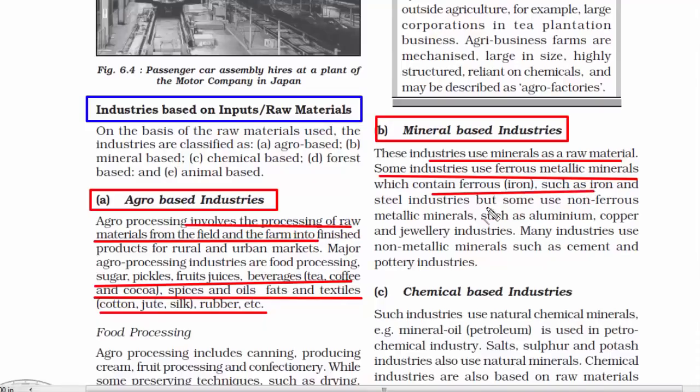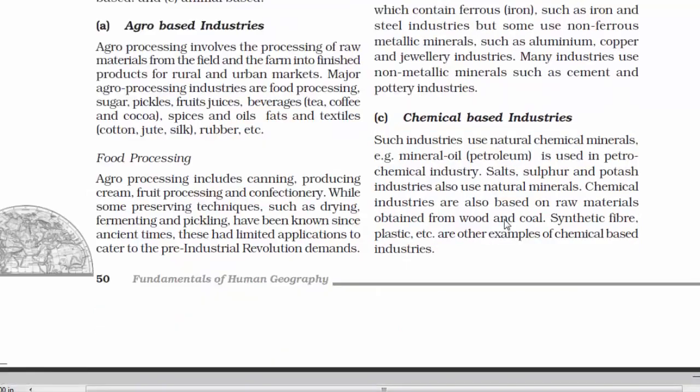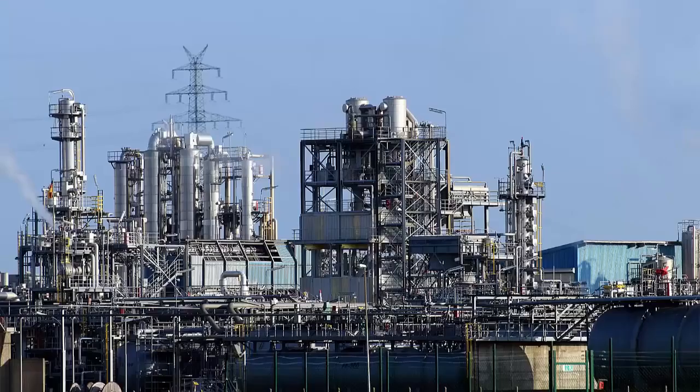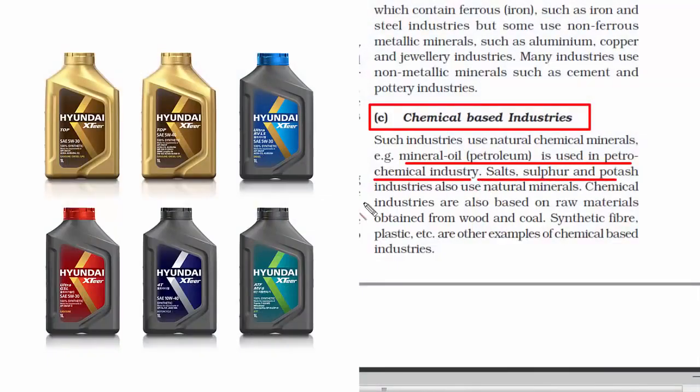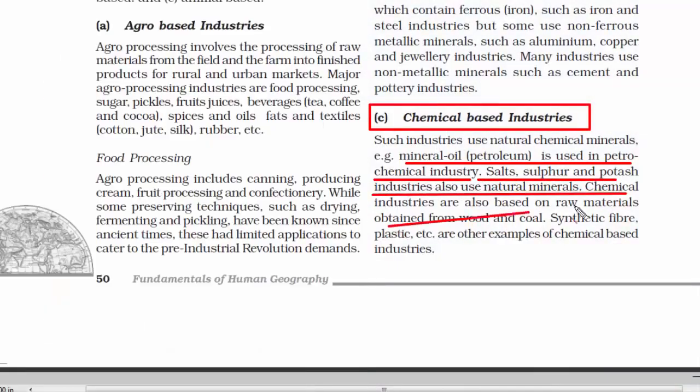They use ferrous metallic minerals. Then we have other industries like aluminium, copper and jewelry industries which use non-ferrous metallic minerals. And then there are cement and pottery industries who do not use any metallic minerals. The third one is chemical-based industries. Usage of chemicals is the specialty of these industries. We have the petroleum industry that uses chemicals to convert crude oil into refined petroleum and petrochemical products.